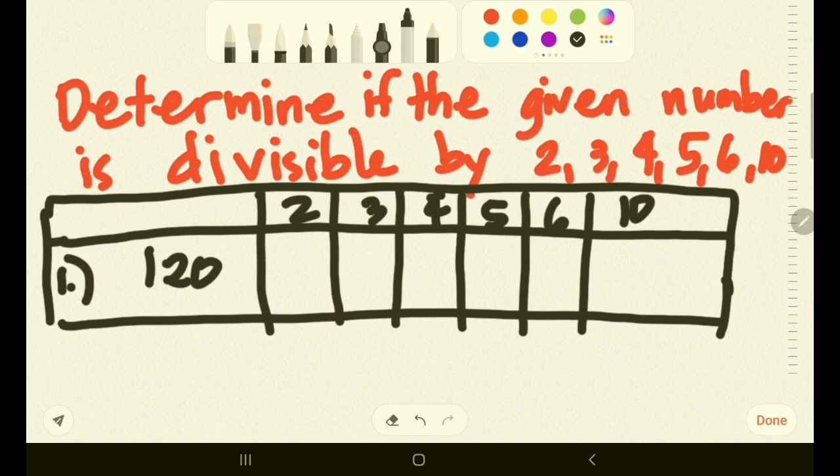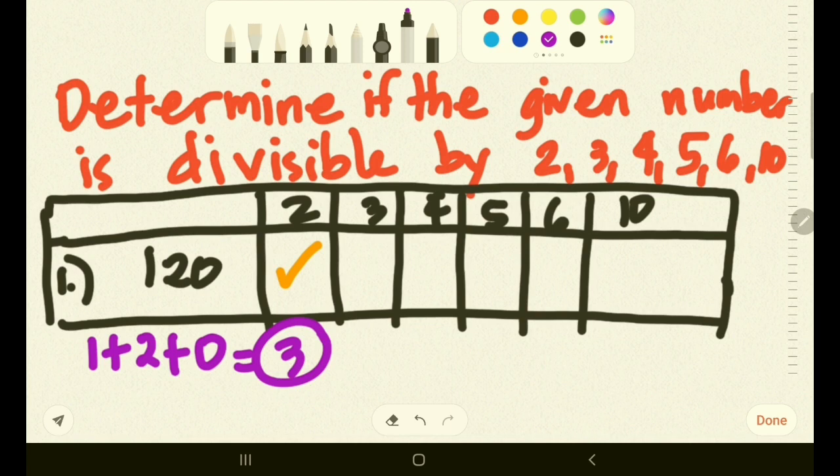So let's test if 120 is divisible by 2. Since 120 ends with 0, that means to say that this is an even number. Since that is an even number, it's divisible by 2. So, check. How about 3? Remember, to determine if the number is divisible by 3, you just add the digits. So, 1 plus 2 plus 0, that is 3. And 3 is divisible by 3. Meaning, 120 is divisible by 3.